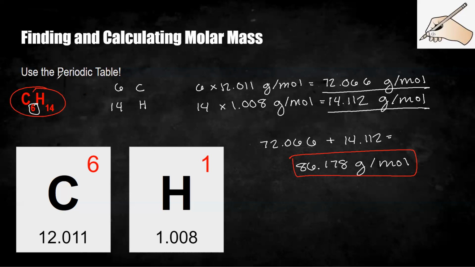So again, to sum it up, all you are doing is multiplying the molar mass of each element by the number of atoms of each element that you see in the compound, and then adding those together, and you get the total molar mass of the compound.